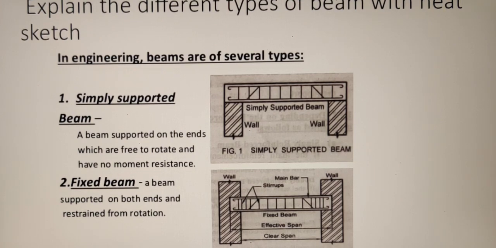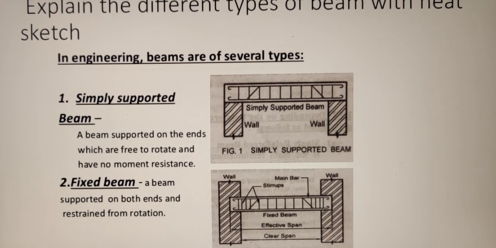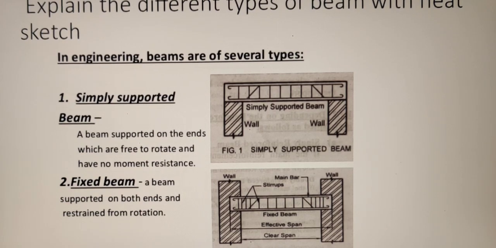So here you have to classify the beam. We are focusing mainly on the statically determinate beam. The first type of beam is the simply supported beam. Simply supported beam means a beam which is resting on simple supports. This is a statically determinate structure. So we will be analyzing this type of beam.